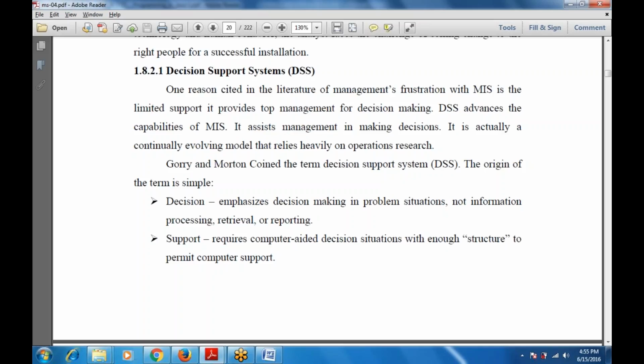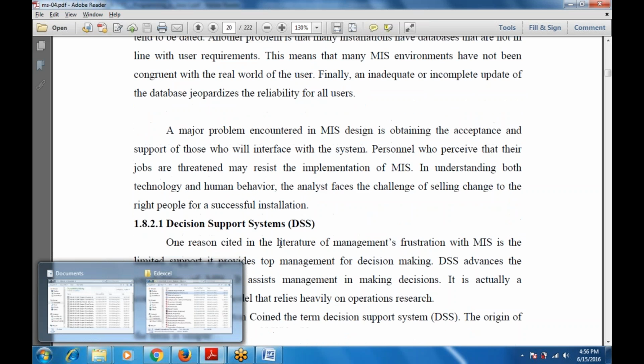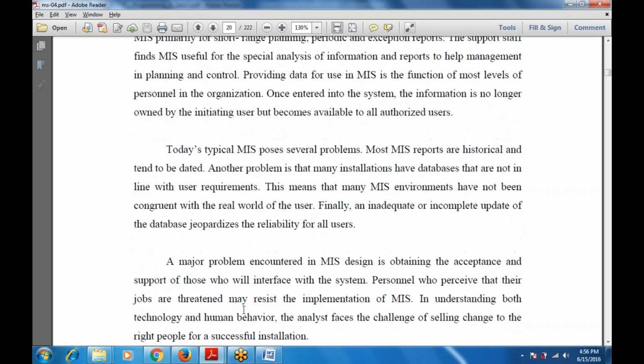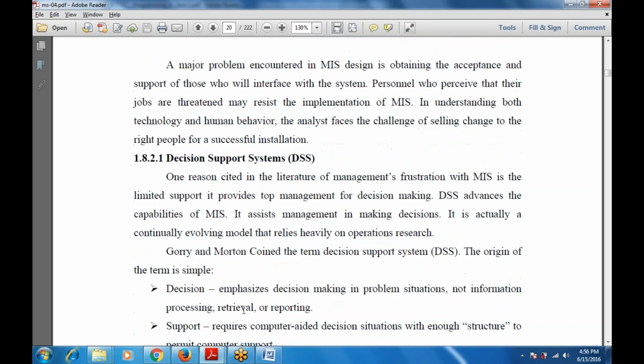Yes, DSS is used by the top management for decision making, and MIS is used by the middle level management for issuing the memos. And when we talk about the MIS and the DSS, in every case we are using a computer-based information system.